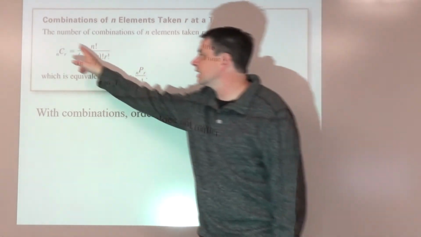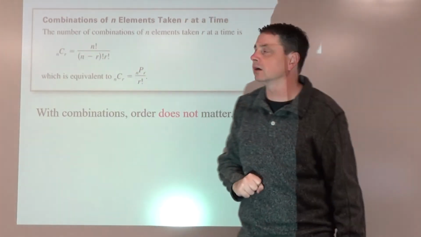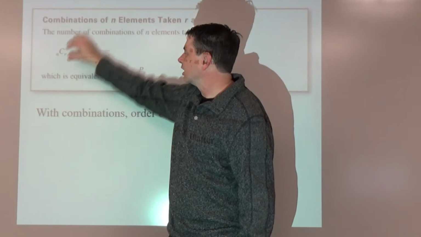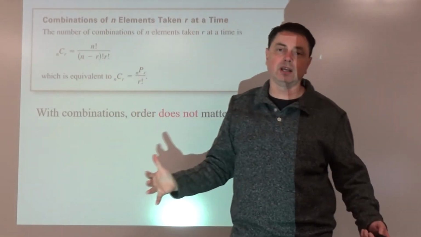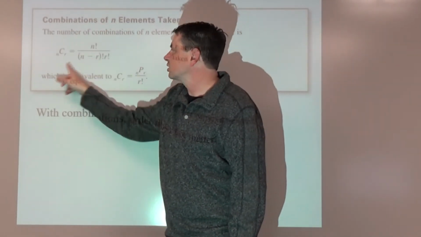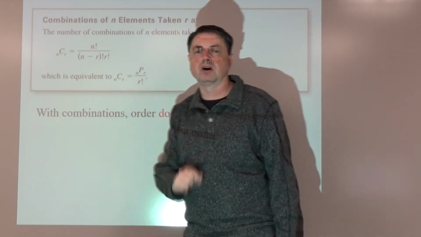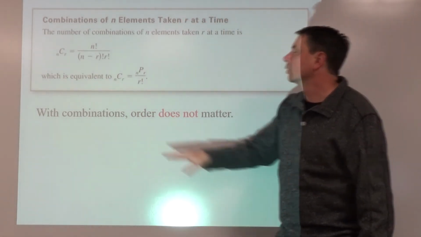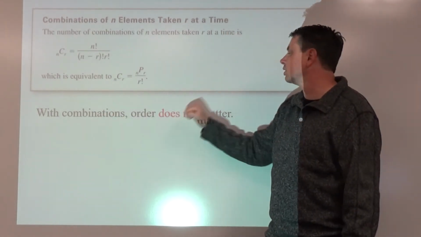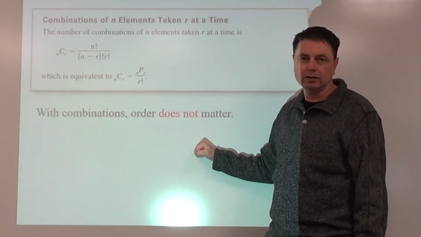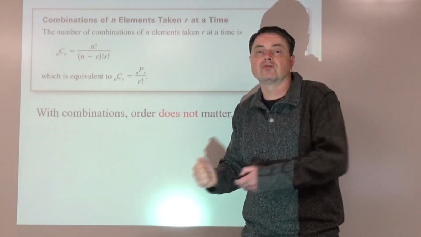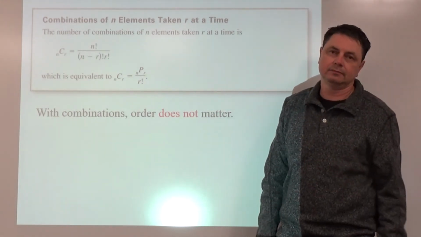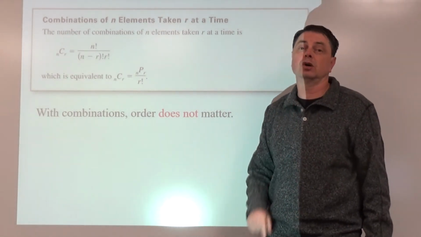Combinations, again, we looked at combinations back in the binomial theorem. Combinations, nCr, this is how it's calculated. Don't really need to know that. You can just go find the nCr button, which we've already practiced before, in the calculator. When we're talking about combinations, order does not matter. It doesn't matter if you're chosen first or second. You just need to be chosen.